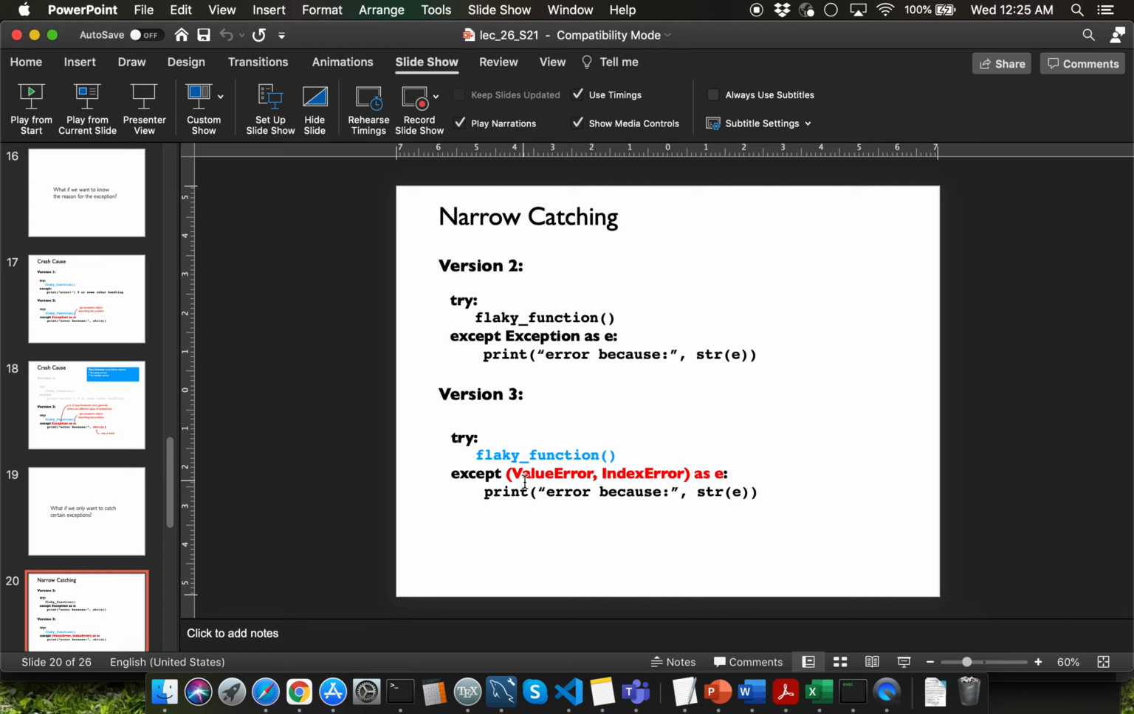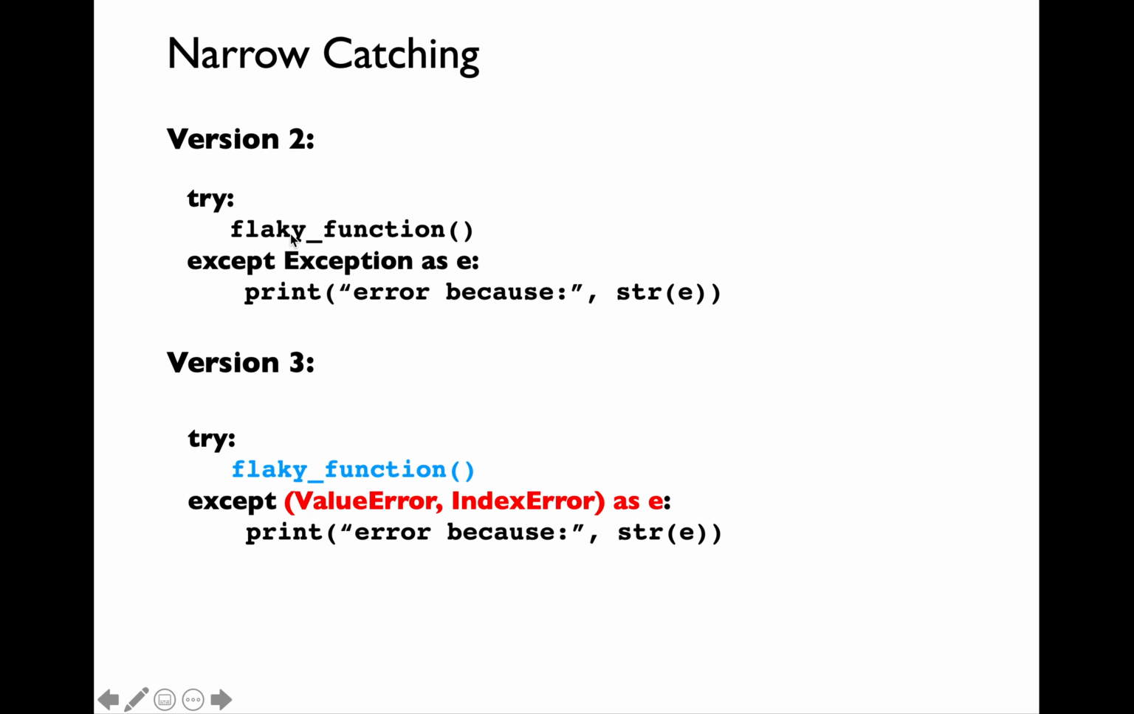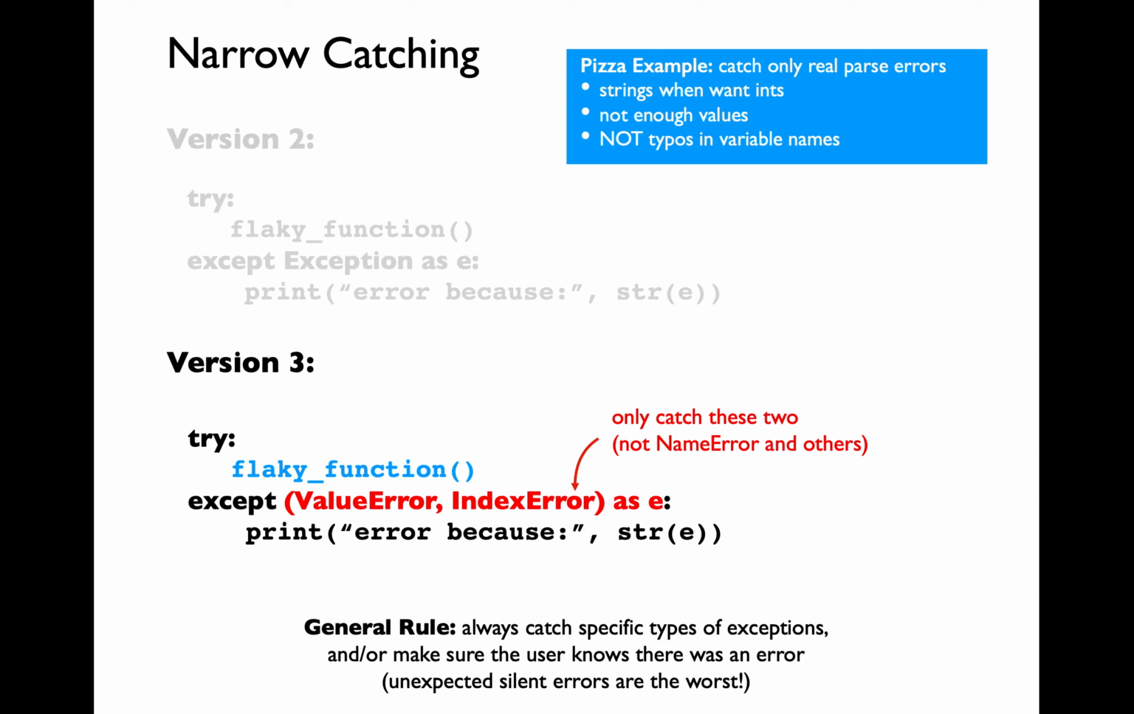We can mention specific exception types within the except block by using a tuple. An example here is mentioning two different errors, which are ValueError and IndexError over here. We are indicating to Python that this particular except block needs to catch only these two types of errors, and that's not going to handle any other type of error like NameError.